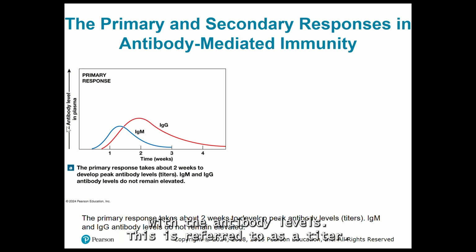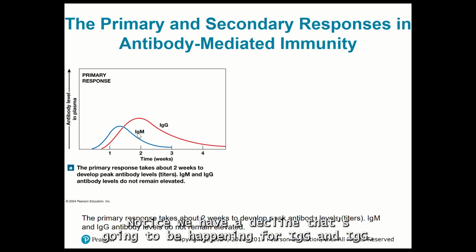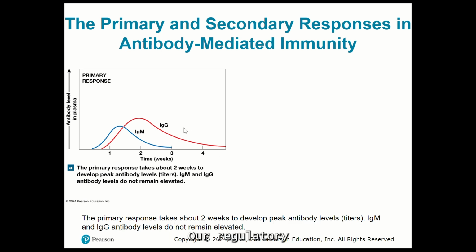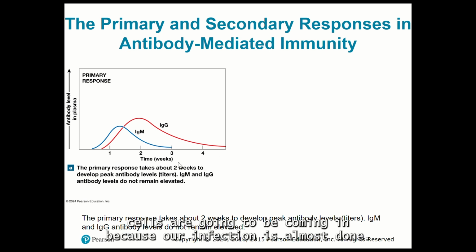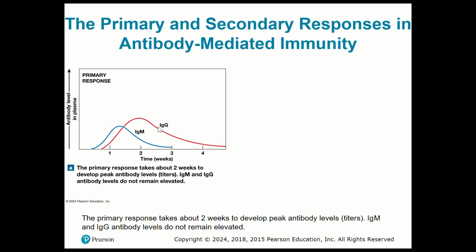This is referred to as a titer, when you're taking the antibody level within your plasma. So you're counting up how many antibodies are in there. Notice we have a decline happening for IgG and IgM. At this point, our regulatory cells are coming in because our infection is almost done. We have cleared out the infection with our innate immunity, and so now we don't need as many antibodies. This is our primary response.